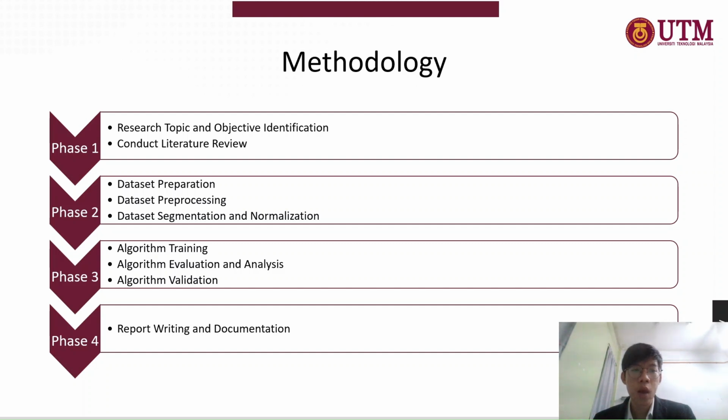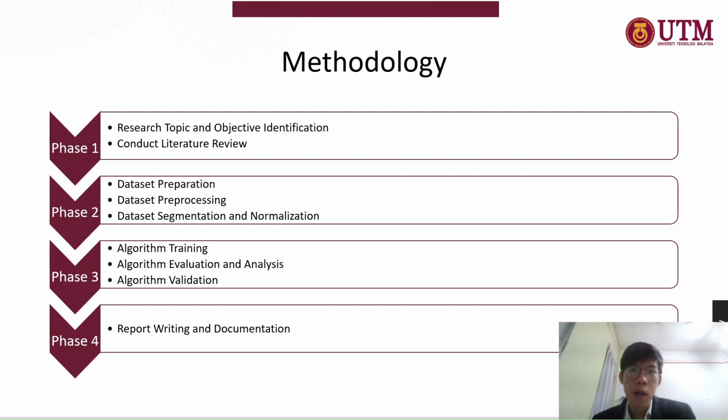In phase 1, research topic and objective will be identified to ensure that I have a clear topic and objective for the research, which is to identify the suitable and effective artificial intelligence algorithm in classifying ECG. And next, we will be conducting a thorough literature review for my research.